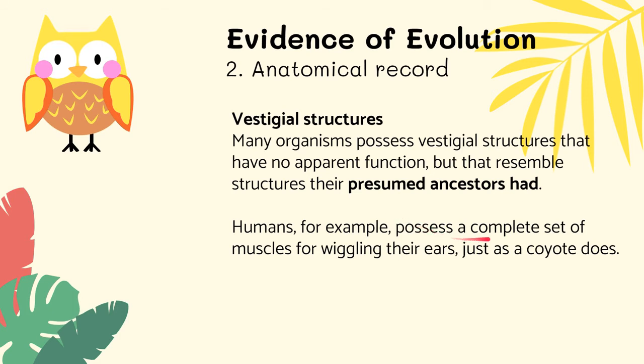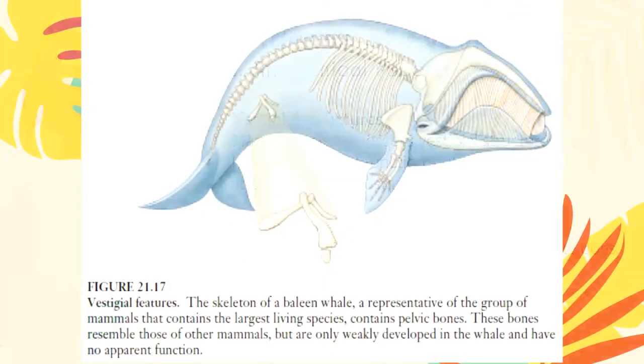So humans, for example, possess a complete set of muscles for wriggling our ears, just as coyotes and other mammals have, but we cannot wiggle our ears, or not all humans can wiggle their ears anymore. So this is an example of a vestigial feature. The baleen whale, a representative group of mammals and the largest living species, still has a pelvic bone, even if it has no hips.